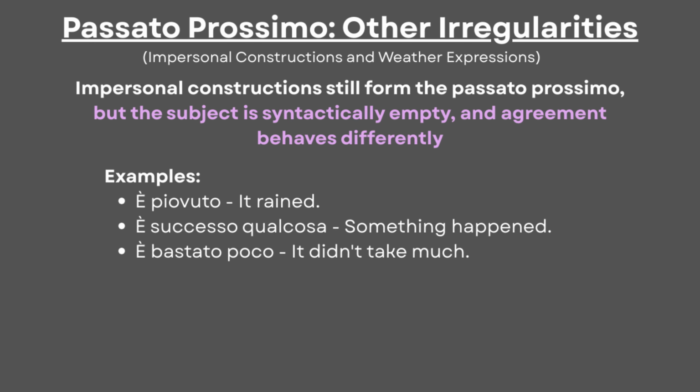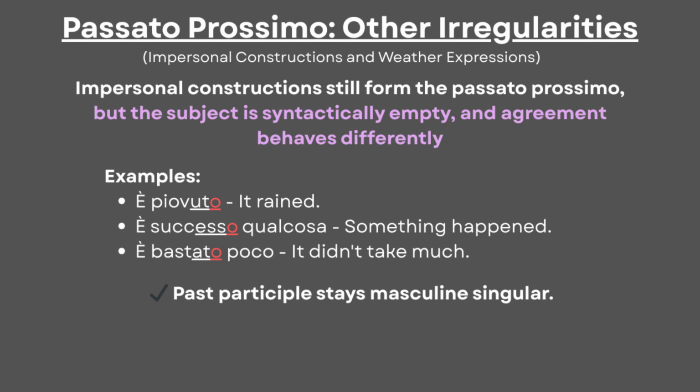Another concept is impersonal constructions, where subjects are syntactically empty and the agreement is different. È piovuto. È successo qualcosa. È bastato poco. In such impersonal phrases, the participles stay masculine and singular.